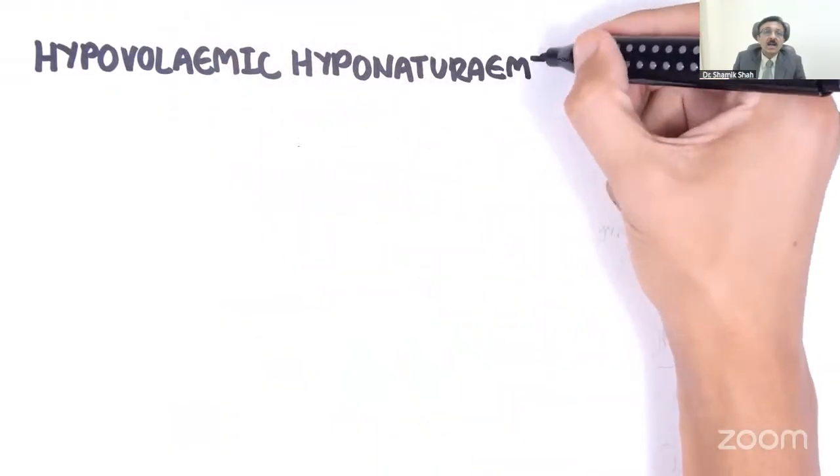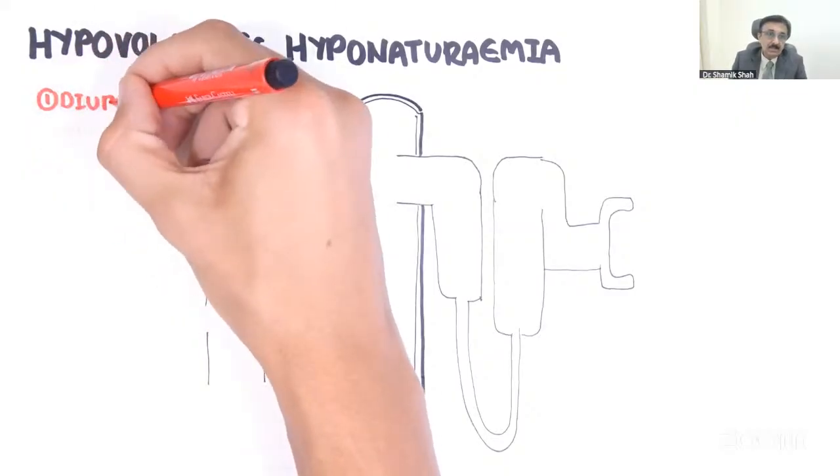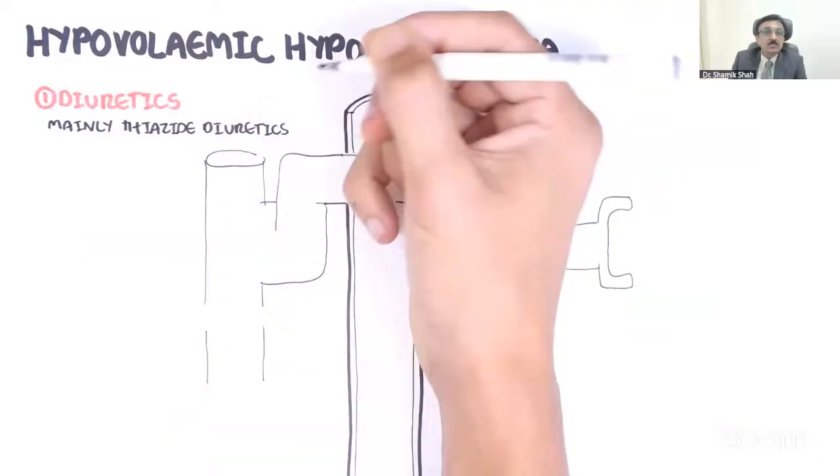Now, what about hypovolemic hyponatremia? As the name suggests, these patients are clinically dehydrated. Let us look at a few conditions which can cause hypovolemic hyponatremia. One important cause of hypovolemic hyponatremia is the use of diuretics, especially thiazide diuretics.